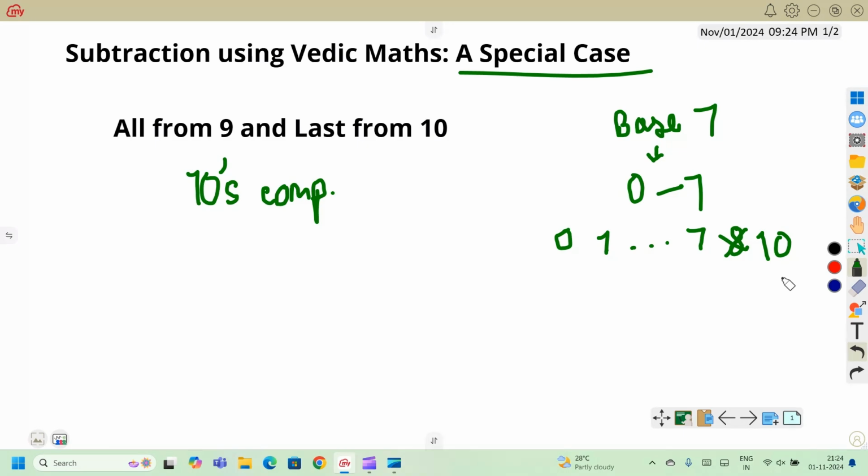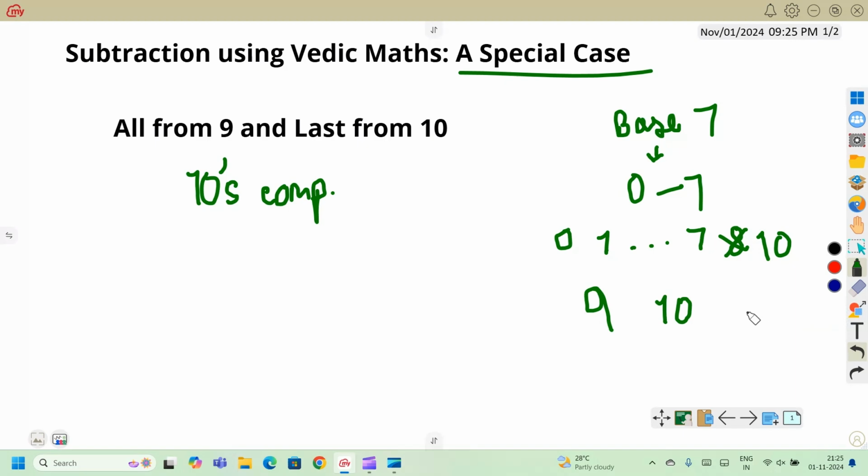If the base is 7, that means 0 to 7, then 8 and 9 do not exist. But why does 10 exist? Because you have to represent the value only using these digits, so the next number becomes 10. Normally after 9, 10 comes. Why does 10 come in base 10? Because all the digits have been exhausted, and when you increment, you put the least digit in front and then you start from 0.